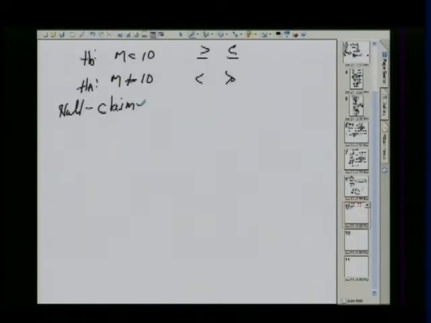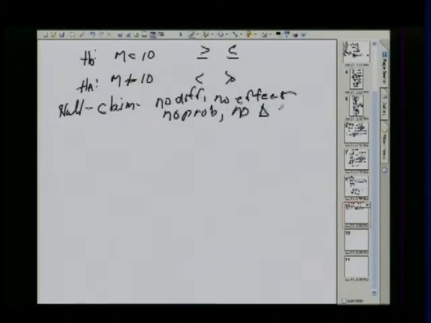All right, now some other words that will help you with null. Null means no or zero. Okay, so I could also use these phrases. No difference to describe what's going on here. No difference, no effect, no problem, and here's a key one, no change in policy.